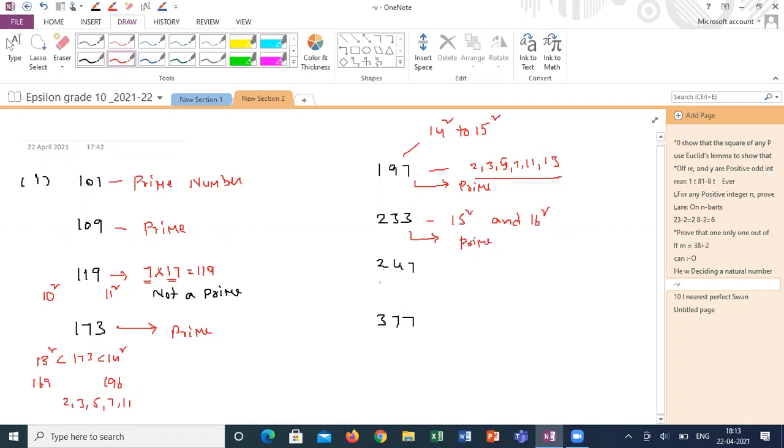What about 247? Sir, between 15 square and 16 square, it's a composite number, sir. How can we say it is a composite number? Sir, it's divisible by 13, sir. 13 into 19. So it's not a prime.